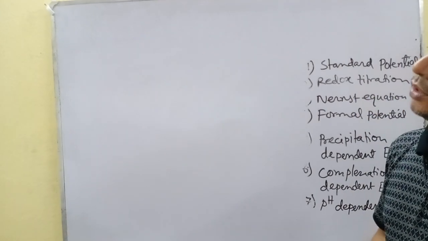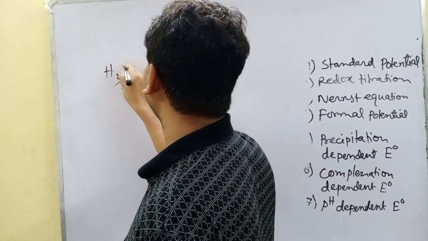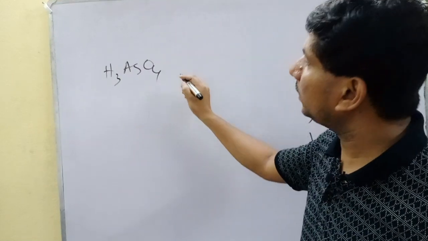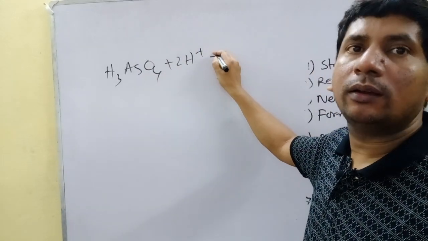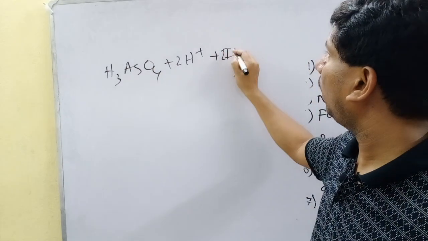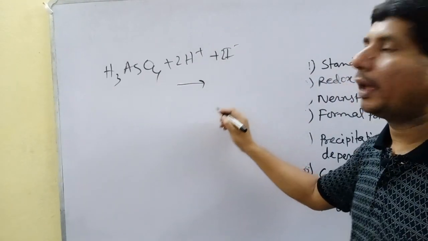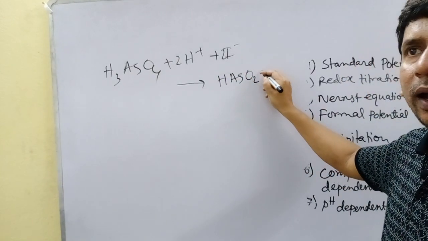Okay, let us consider H3AsO4, if it changes in presence of H plus ion and iodide, to AsO2 plus iodine plus water.